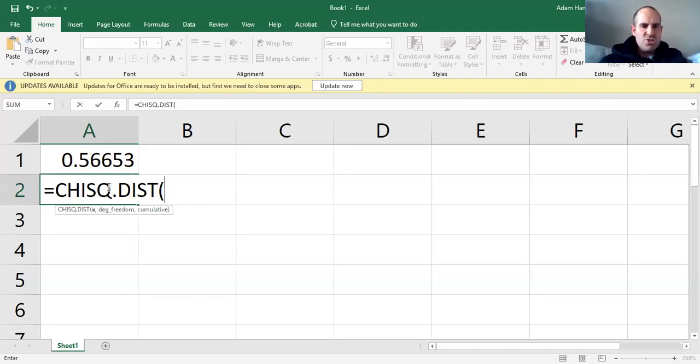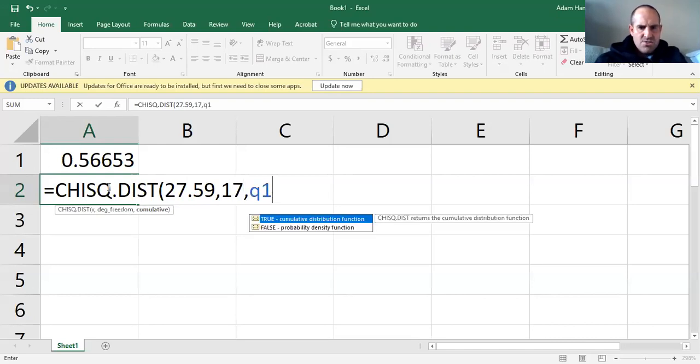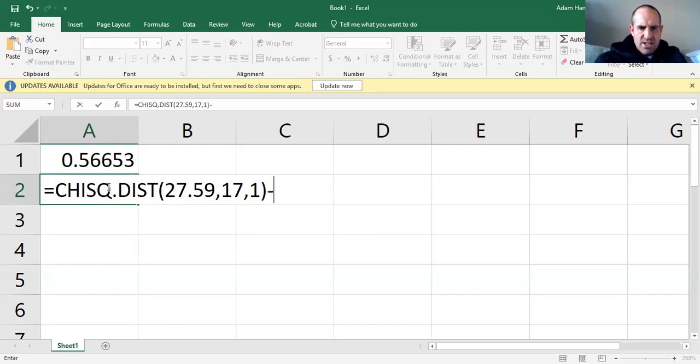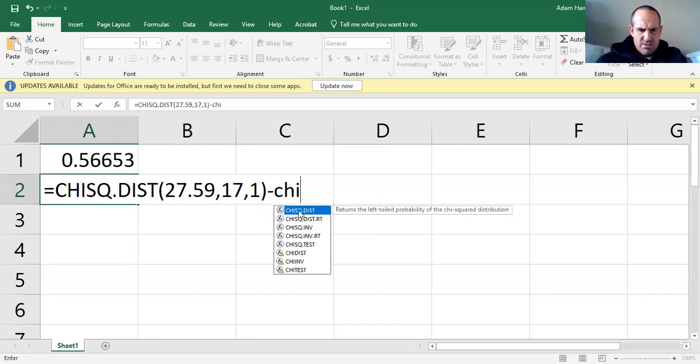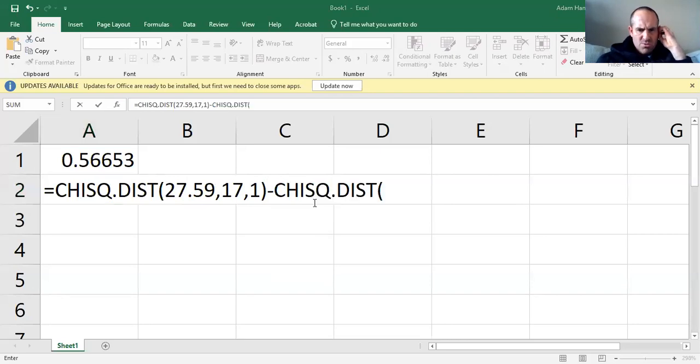The chi-square distribution: 27.59 was the X value. Degrees of freedom were 17, and cumulative, yes. Minus chi-square distribution.